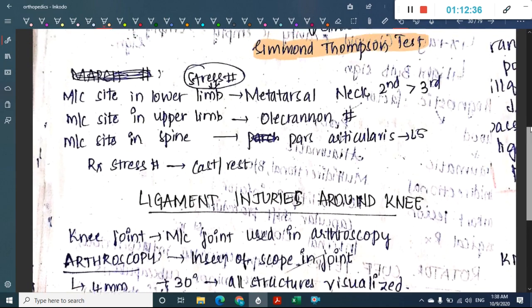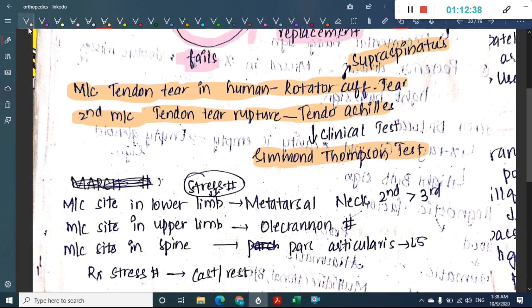Okay. Next, the last topic of this lesson is about stress fractures. If you see, these one-liners are very, very important. What is the most common site of stress fracture in the lower limb? That is the metatarsal neck, second metatarsal more than third metatarsal most commonly. What is the most common site of stress fracture in the upper limb? That is the olecranon. What is the most common site of stress fracture in the spine? Pars interarticularis is the most common.